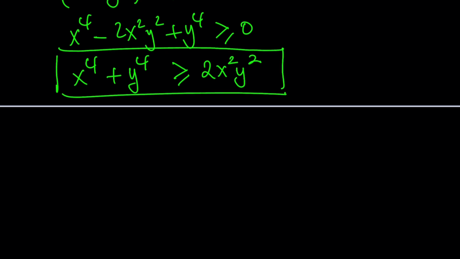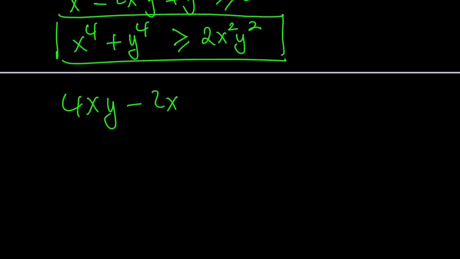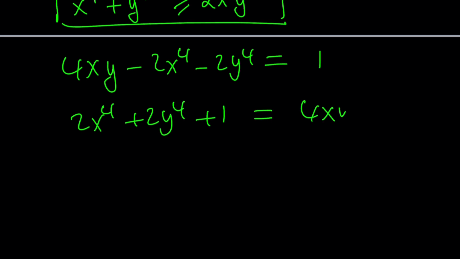You see, I told you this problem is pretty interesting. Now I'm going to go ahead and multiply everything by 2: 2xy minus 2x to the fourth minus 2y to the fourth equals 1. And then let's go ahead and put everything on the same side, but isolate the xy. So in other words, add 2x to the fourth and 2y to the fourth to 1, and then 4xy will be on the right-hand side. Make sense? Cool. We're also going to hold on to this because I need to use this inequality.